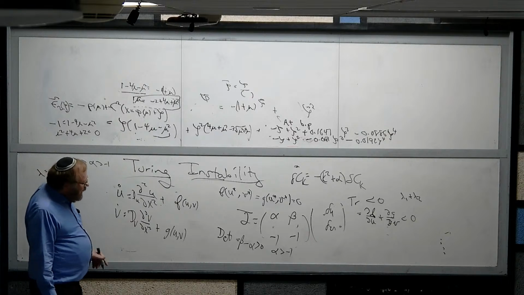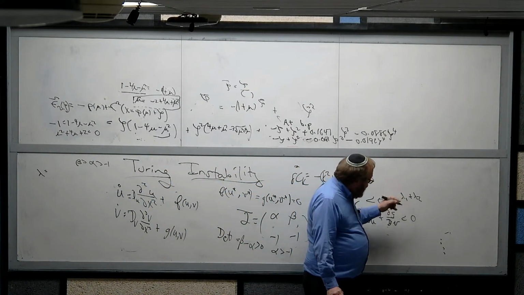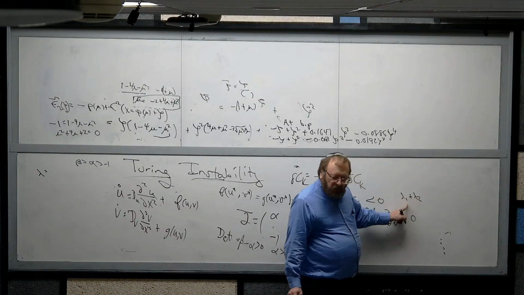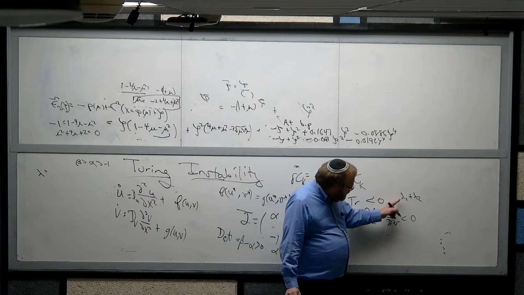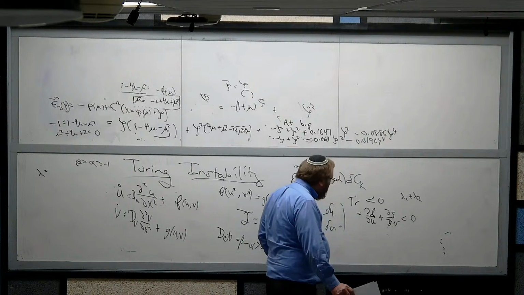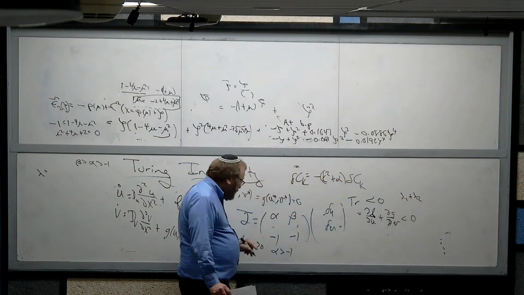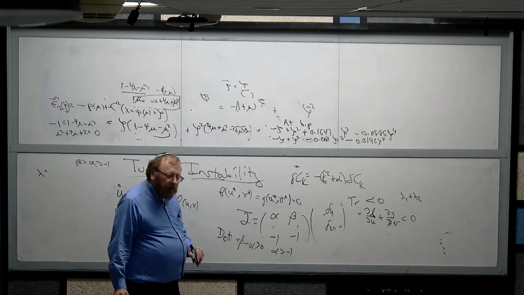If this is positive and that's negative, then the determinant will be negative. So we want both lambdas to be negative, so the determinant has to be bigger than 0. But if you rescale the matrix, why does it still need to be so? Because it's still true.